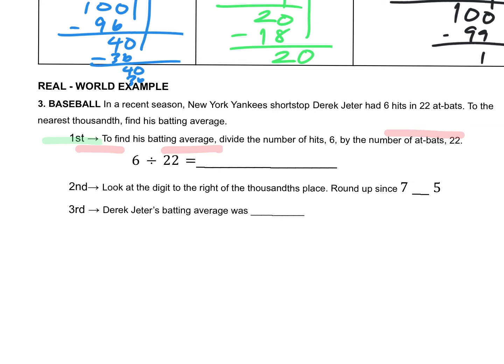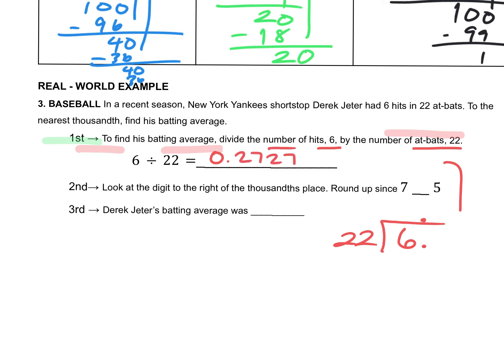First thing you want to do is figure out his batting average by dividing the number of hits, 6, compared to how many times he was at bat, 22. So that's a division question. Remember, you set that up using 6 divided by 22. We know it's going to be less than 1 whole. 1 whole would be if he had 22 out of 22. So when I do that, I get a decimal.